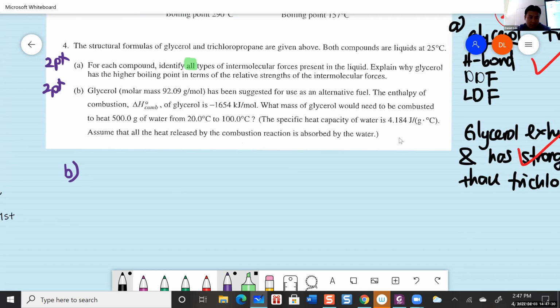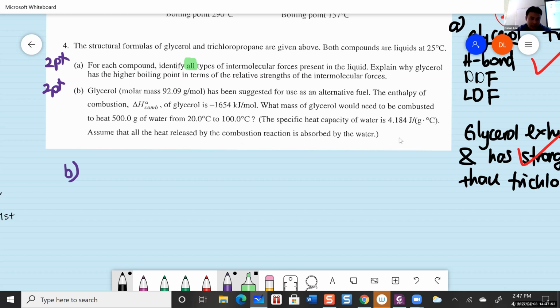So here we have glycerol. They tell you the molar mass. You don't have to add them. Has been suggested for use as an alternative fuel. Well, with the Russian war, Ukraine, right? Energy crisis we're in. So we are finding all sorts of alternative energy, right? So maybe glycerol.